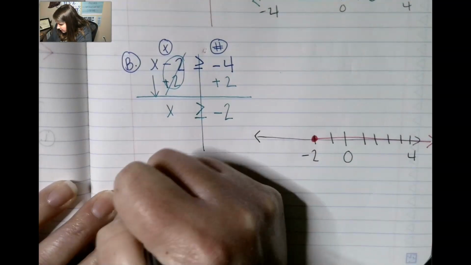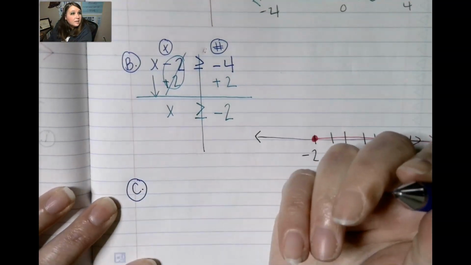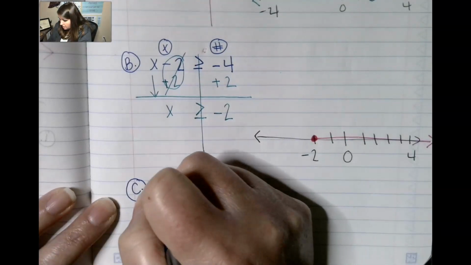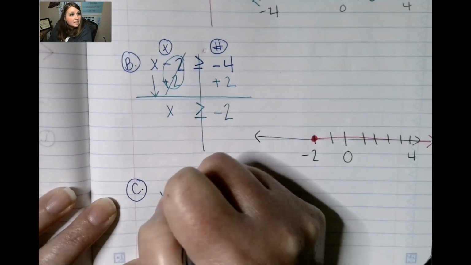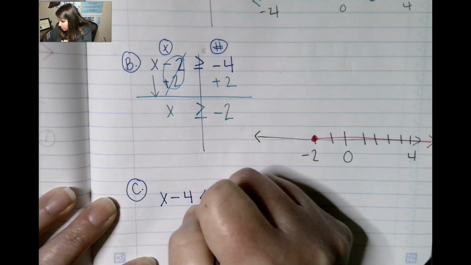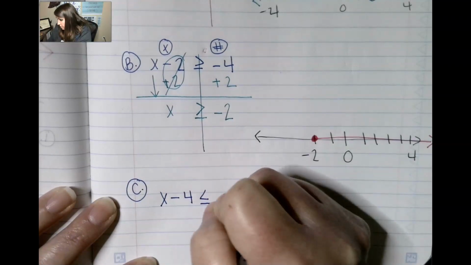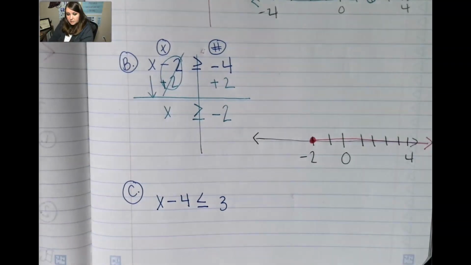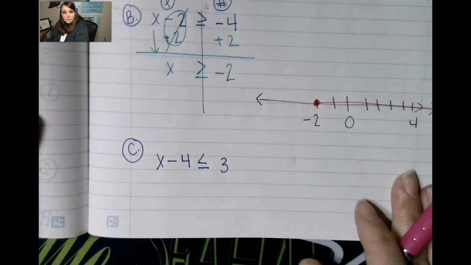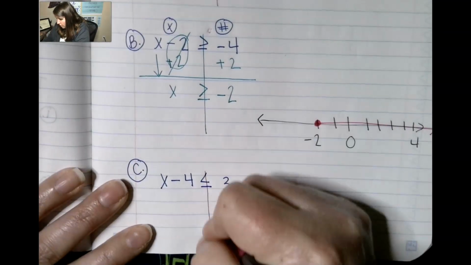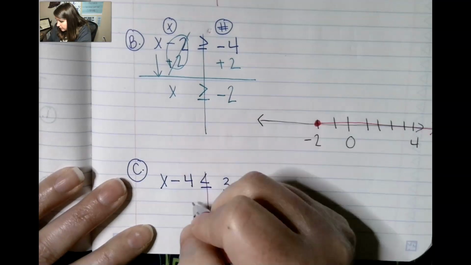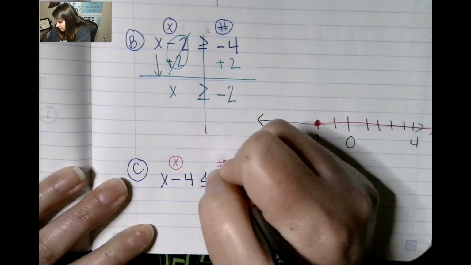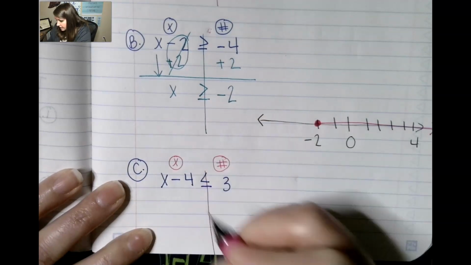is example C. And example C says that we want to solve x minus 4 is less than or equal to 3. So again, we're going to start out by drawing our balance line. What we do to one side, we're going to do to the other. We want x's on one side, we want numbers on the other. That is our goal, to isolate this x.